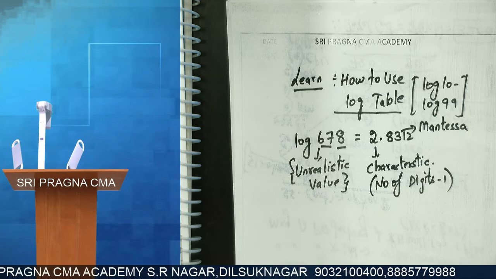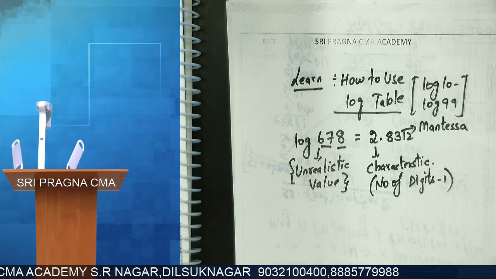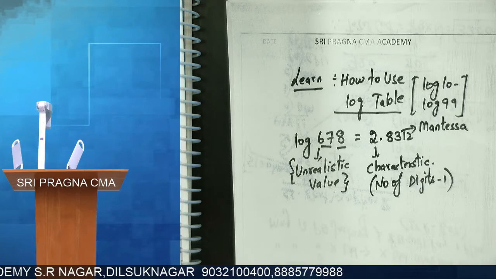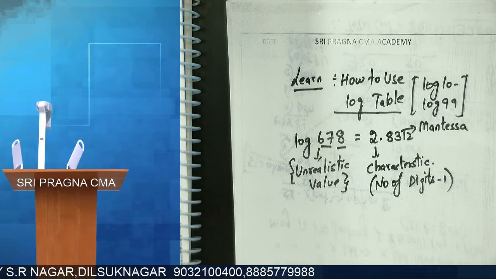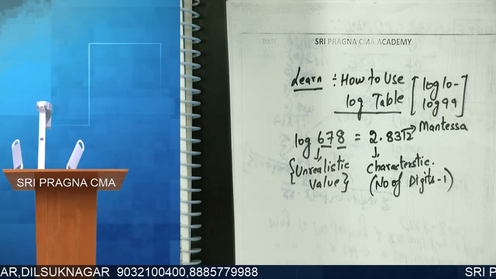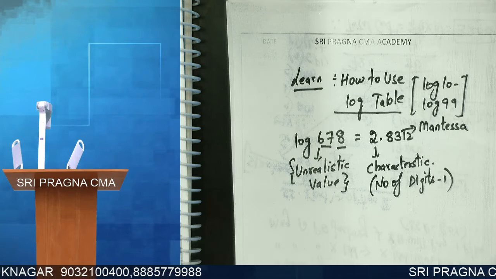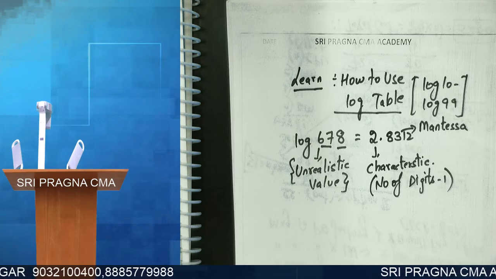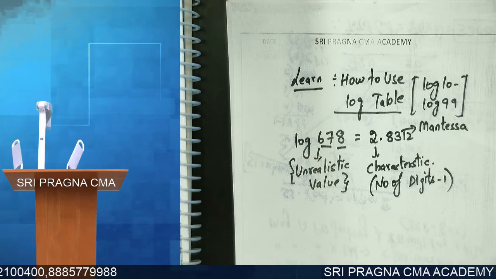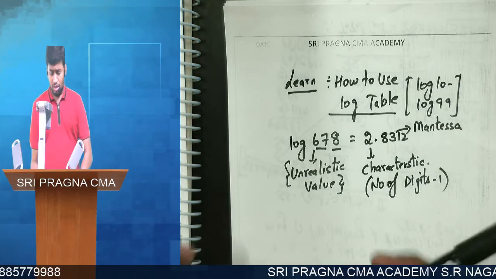You cannot say I will check under 6, because the log table starts from 10, so how will you check 6? You also cannot say I will check 678, because it ends at 99. So I have to make sure I check values within that range. So it is 67 under 8. Let us do one more example.